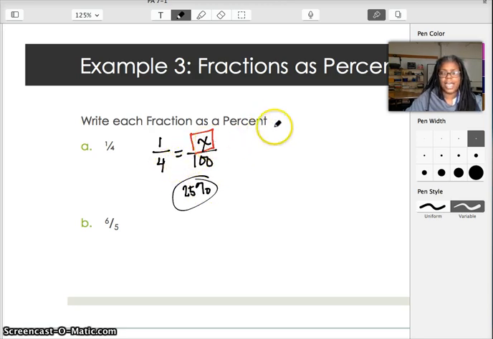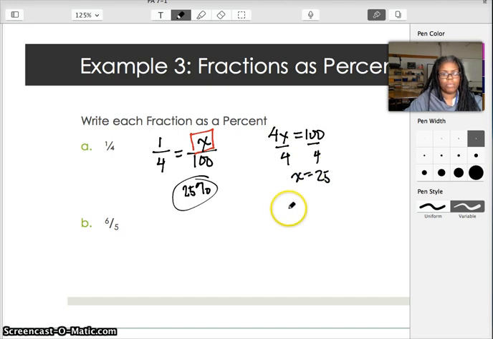So 4 times X is going to give me 4X, and 1 times 100 will give me 100. And then I'm going to divide both sides by 4, and I see that the X indeed is 25. So if that helps you, that might be a way to handle these problems. And we'll probably do that here.